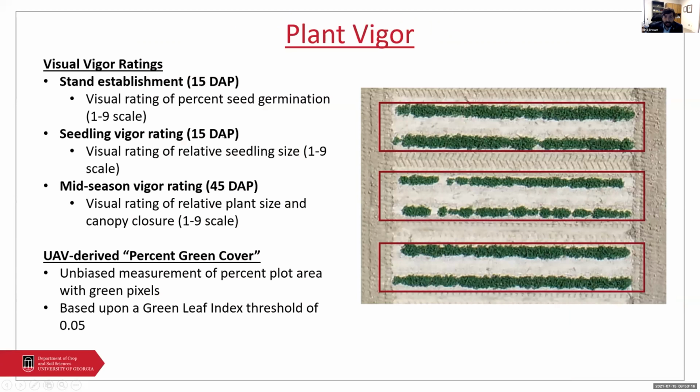So looking at plant vigor, I routinely take visual vigor ratings for stand establishment. It's on a 1 to 9 scale, with a 1 being a poor stand, 9 being very good. For seedling vigor, also a 1 to 9 scale, with a 1 being poor vigor, 9 being high, and then similarly for mid-season vigor, 1 is poor mid-season vigor, and 9 being very high. We compared those visual ratings to percent green cover, which is a measurement of percent plot area that's covered by green pixels, and that's based on a green leaf index threshold of 0.05.